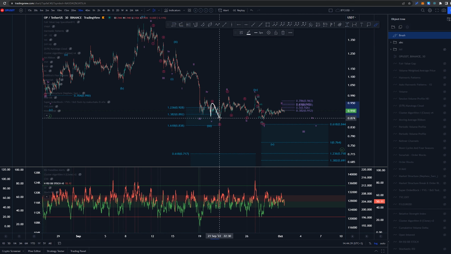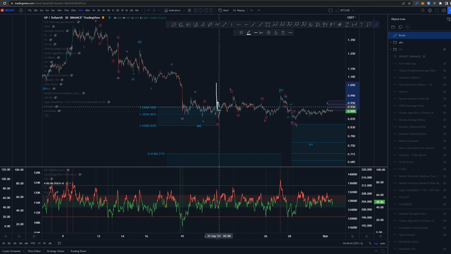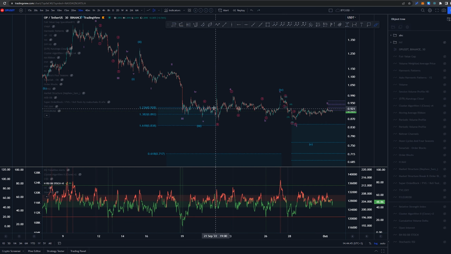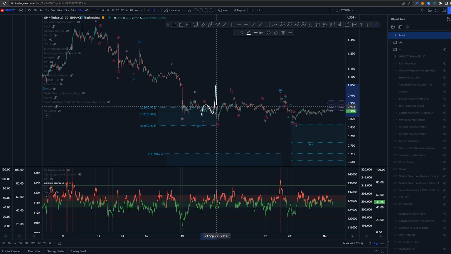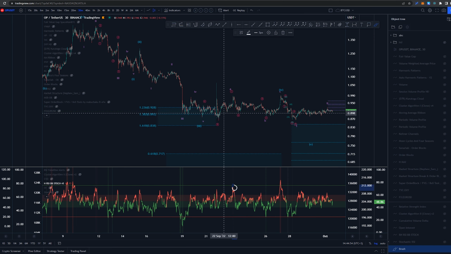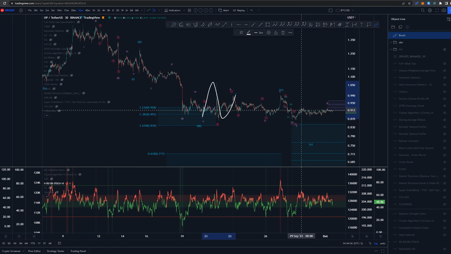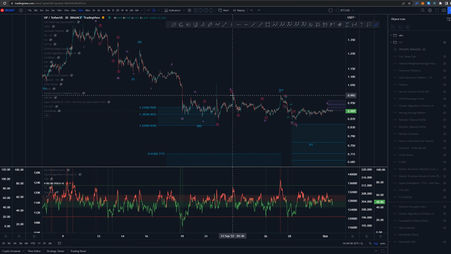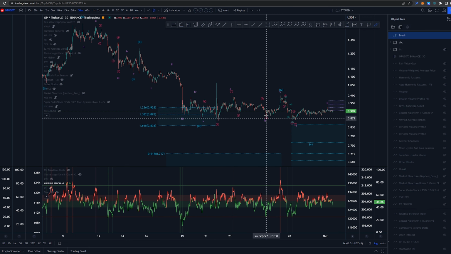Maybe it is just a three-wave structure like so, and then another three-wave structure coming down into it, and then we would have 3, 3, 3. Very much a possibility. We don't have the highest RSI here, we have it here, so it could be that we have this as a three-wave structure like so, a running flat or something, and then another three-wave structure here and three waves here.